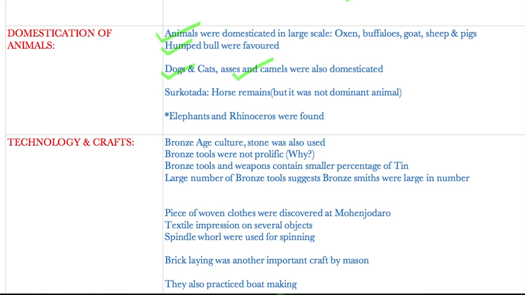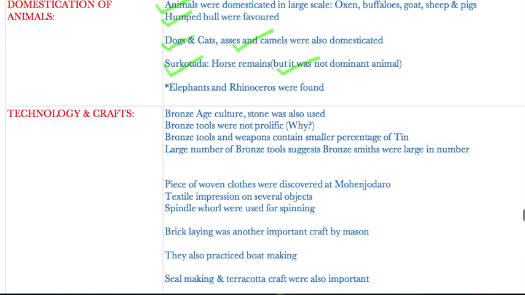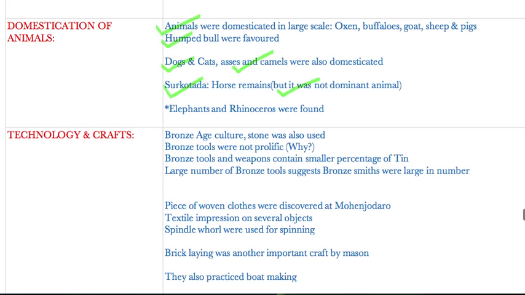Then at Surkotada, horse remains have been found, but it is also confirmed that the horse didn't play any dominant role during that period. Then elephant and rhinoceros have also been found, and this is unique because you have rhinoceros at Sindh and Punjab. So now you don't find rhinoceros there, but during that period the rhinoceros were found in the Harappan cities.